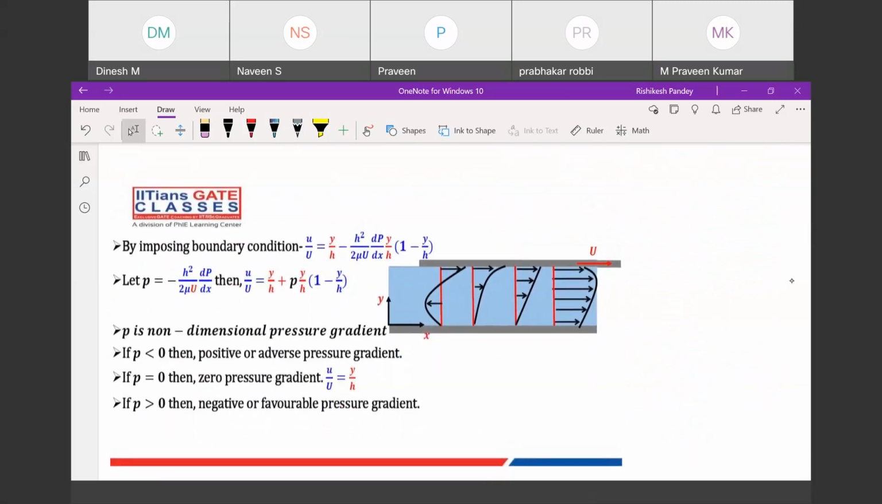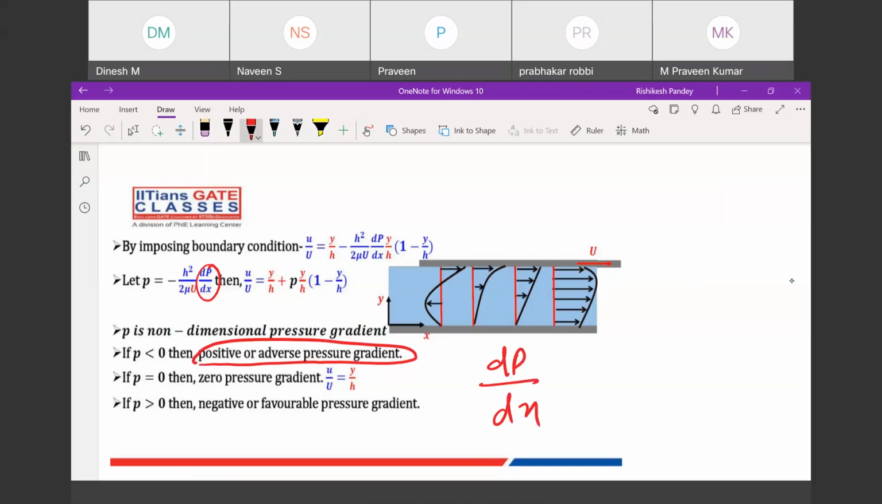Now in Couette flow, actually the velocity profile can be like this. It can be like this. It can be a straight line, and it can be like what we have seen in the last slide. It depends upon different conditions. So if positive or adverse pressure gradient is there, you see, in every equation we are having this pressure gradient. dP by dx is the pressure gradient.